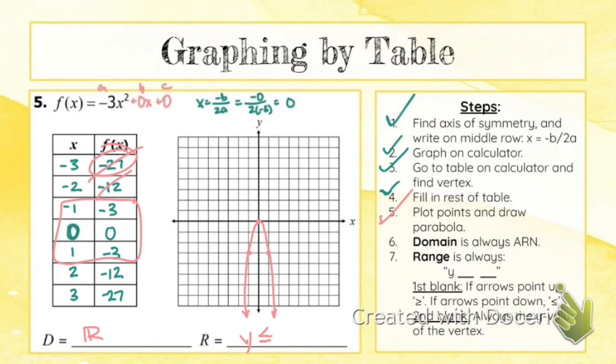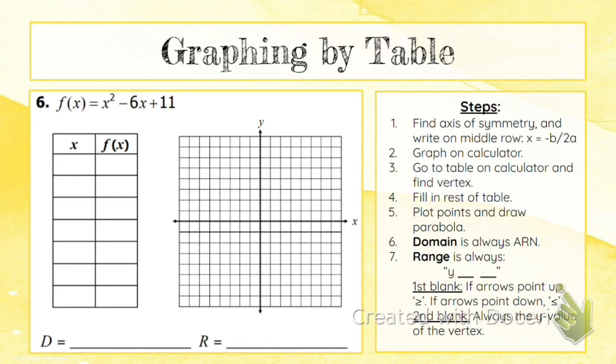Then the second blank is always the y value of the vertex. So the y value of the vertex is 0. So y is less than or equal to 0. And if we go to 0 on the y-axis, that's right here, and you'll see that everything on the graph is below that value.